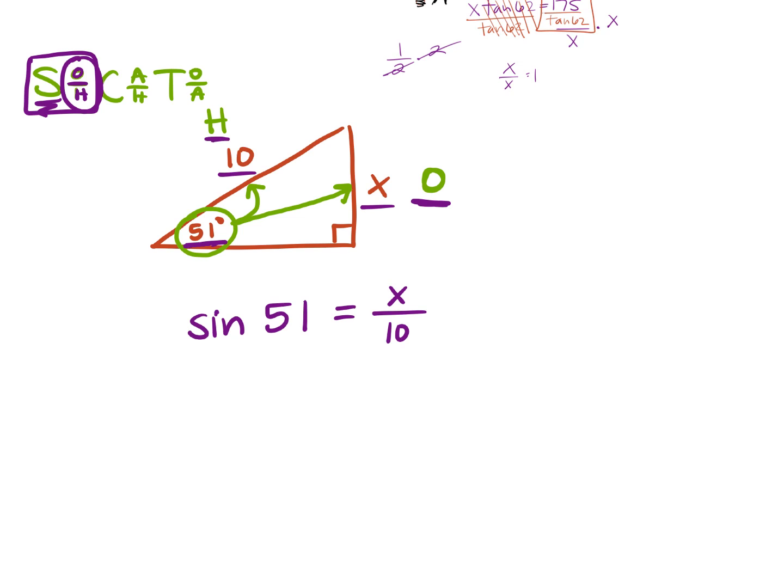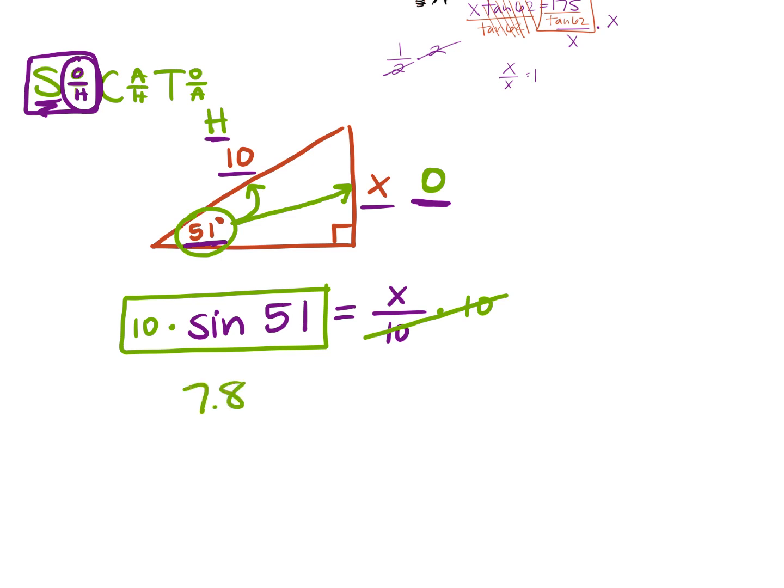Truett, do you know what your next step is? You have to multiply it by 10. Multiply by 10, right? We're trying to get x by itself. If x is a numerator, then we don't have to do anything with the x. It's just when it's a denominator. Okay. So this is gone. This is what you plug into your calculator. So plug in 10 sine 51, and you get 7.8. Does that make sense? Yeah. Okay.